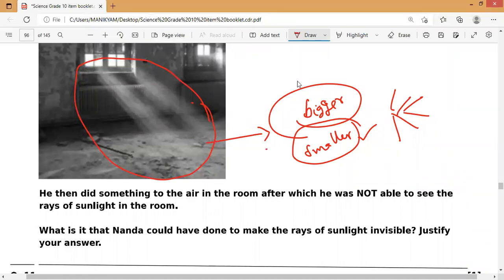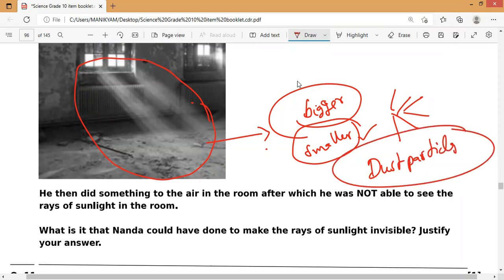So now he doesn't want to see that, which means he has to remove some big size particles. What are the big size particles in air? Dust particles, that's all. So I want to remove the dust particles from my room so that no light will be visible. So what do I have to do? Clean the room.